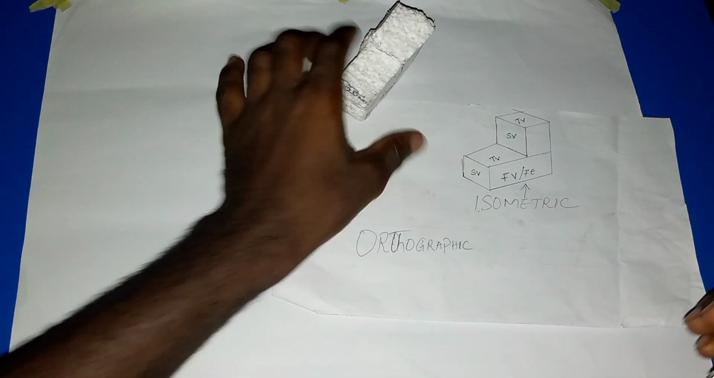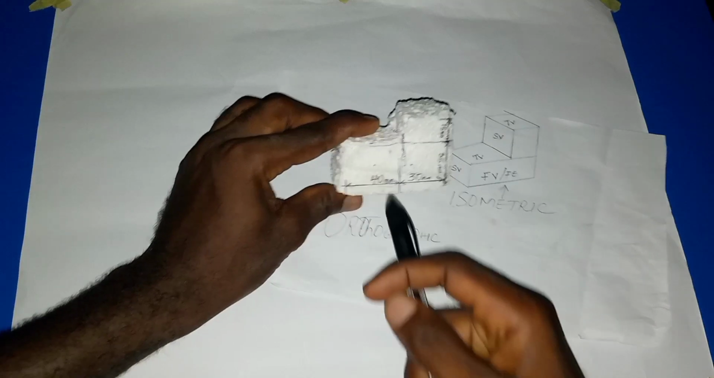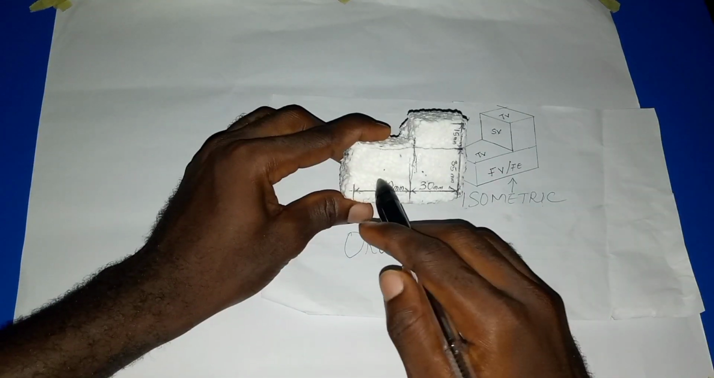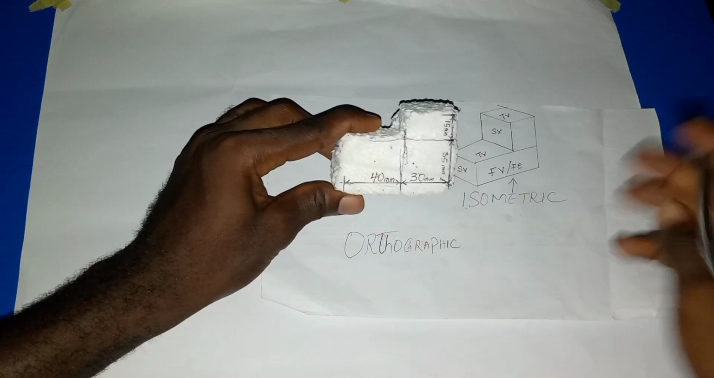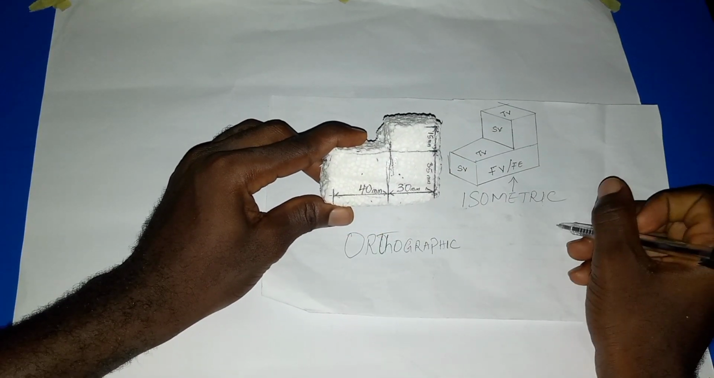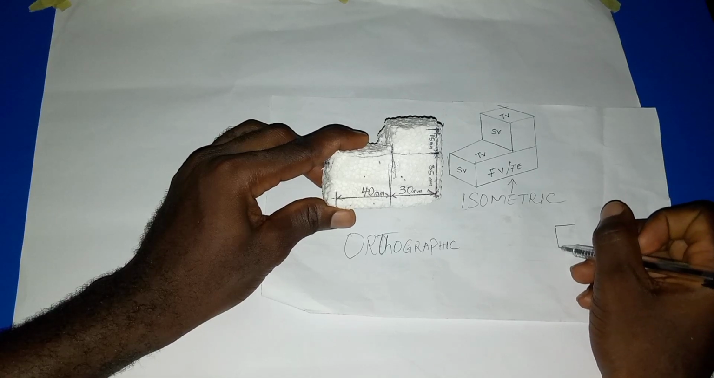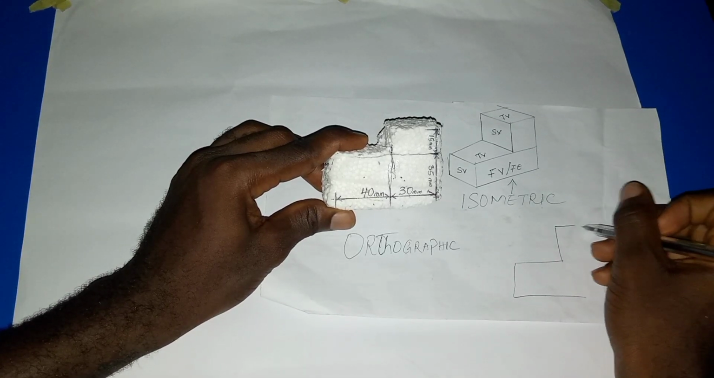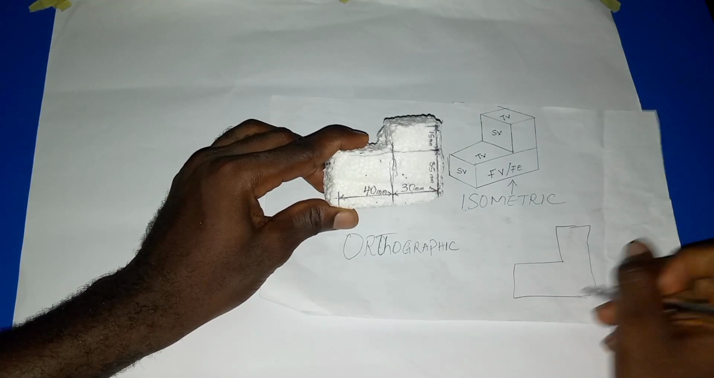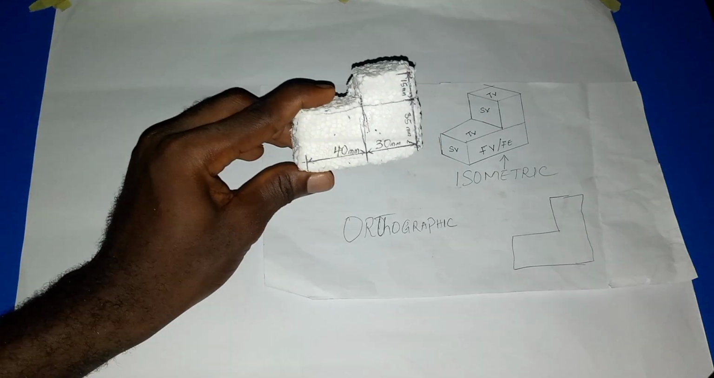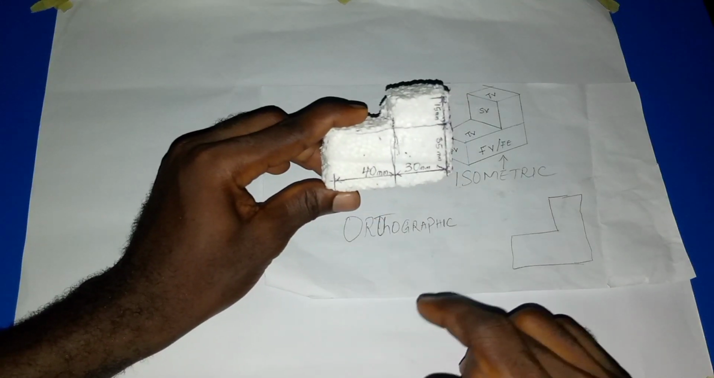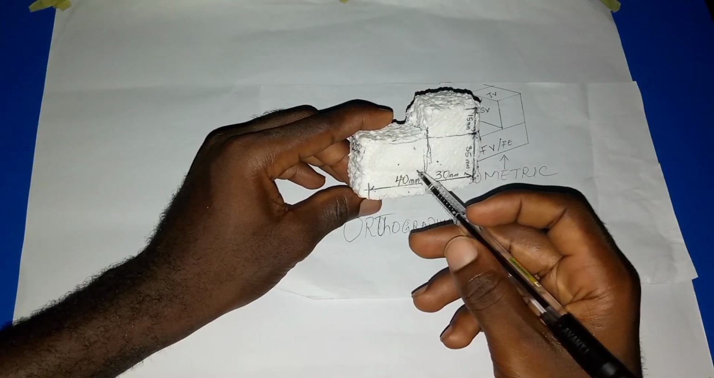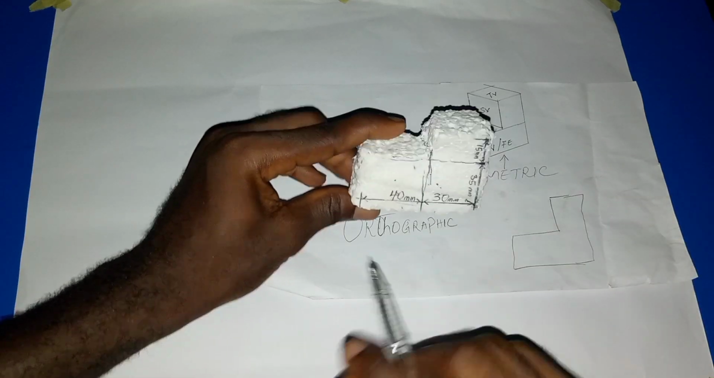So viewing this object from this side, we would actually be seeing something like this. This is what we would actually be seeing. Now, remember, we call this our front view, what we are seeing.